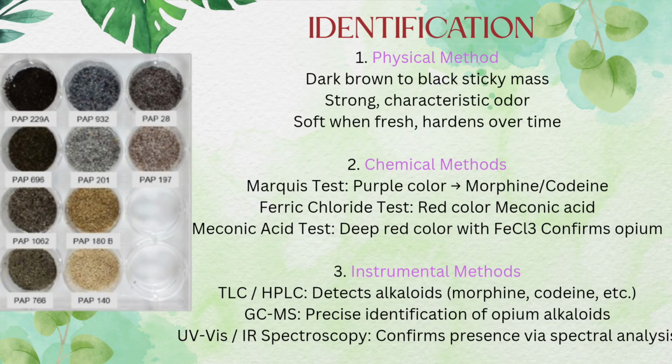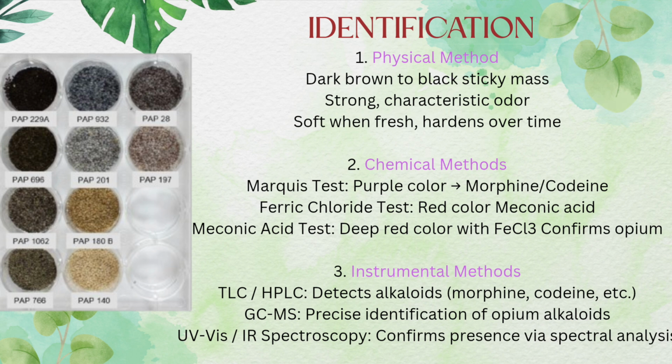Third, instrumental method. TLC, HPLC detect alkaloids, morphine, codeine, etc. GC-MS, precise identification of opium alkaloids. UV-Vis and IR spectroscopy confirm presence via spectral analysis.